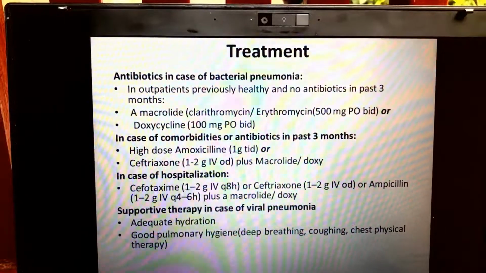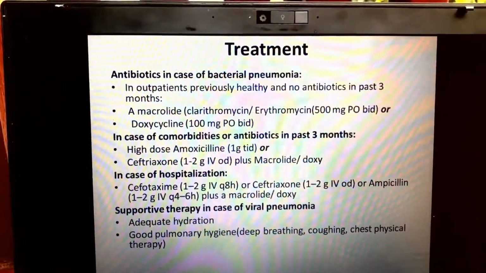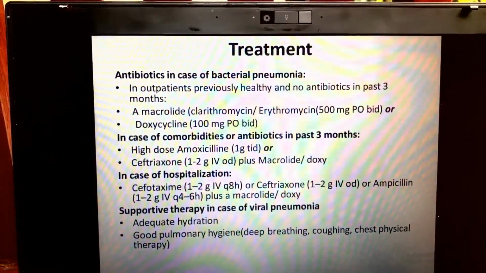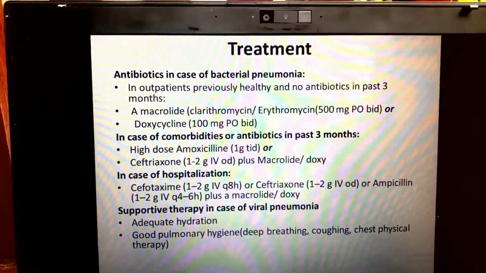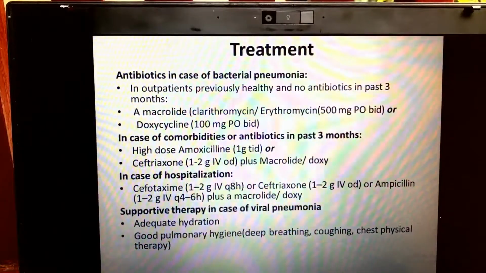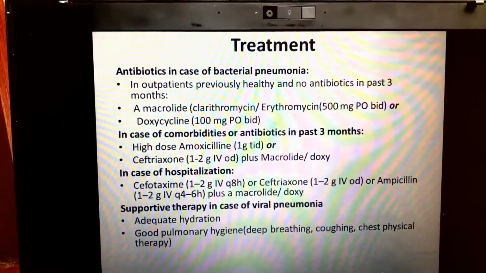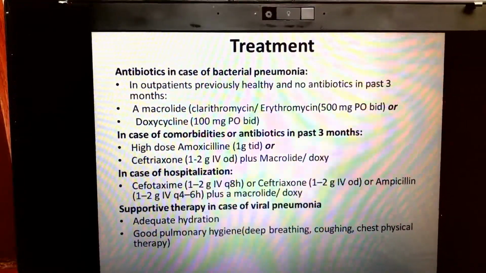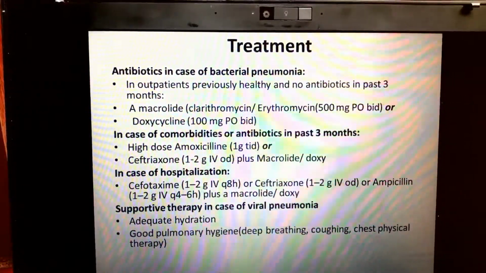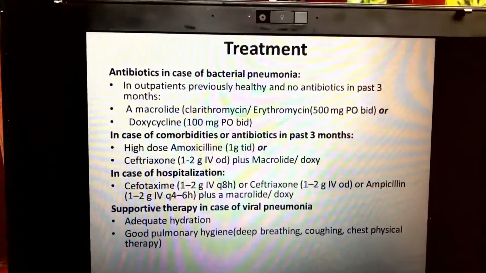Treatment: antibiotics in the case of bacterial pneumonia. In outpatients who were previously healthy and have had no antibiotics in the past 3 months, a macrolide, for example clarithromycin or erythromycin, or doxycycline can be used. In the case of comorbidities or antibiotics in the past 3 months, a high dose of amoxicillin or ceftriaxone. In the case of hospitalization, we give ceftriaxone. Supportive therapy in the case of viral pneumonia: adequate hydration, good pulmonary hygiene, or deep breathing, coughing, and chest physical therapy are also needed.